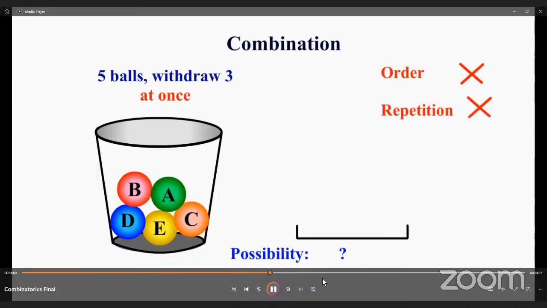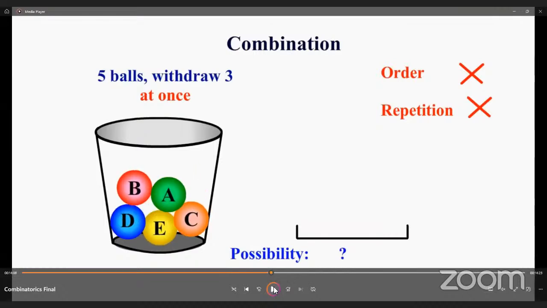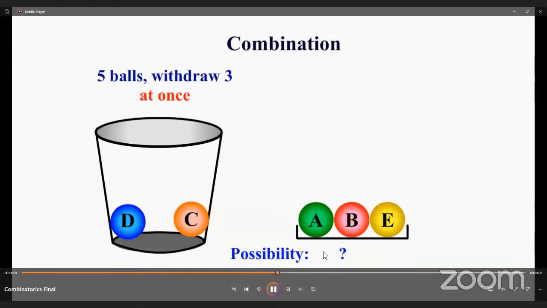So the order is not important, and also there is no repetition, because you withdraw at once and you don't put it back. So order is not important. Repetition is not allowed. You get all 3 at once. It could be just these 3, so the order is not important: A, B, E or A, E, B. That's not important.